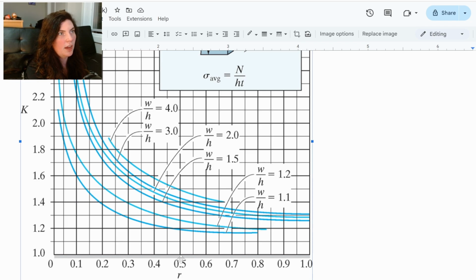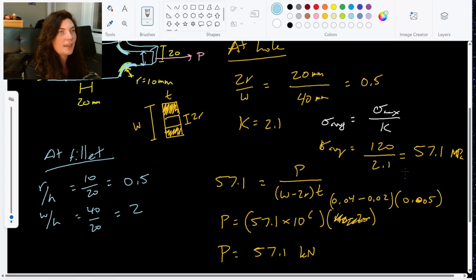So I'm at the 0.5 R over H, and then I come up to the W over H equals 2 line, this line, and I come over to pull my K value. That K value is 1.4. That's what it looks like to me. They can be a little hard to read. They're a little messy. Again, if you've taken thermodynamics, you've probably felt this feeling before, but that's just how it is. We squeeze a lot of information onto graphs. What did I say that was? 1.4? Okay, sorry. K is 1.4.